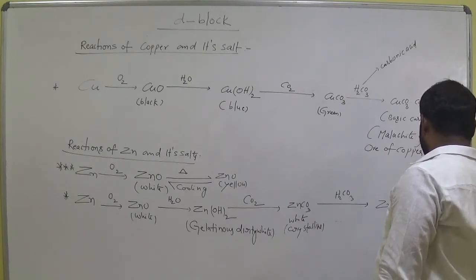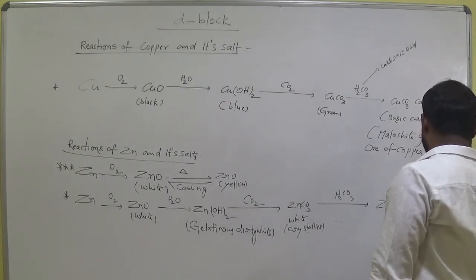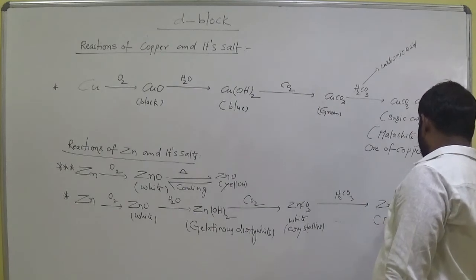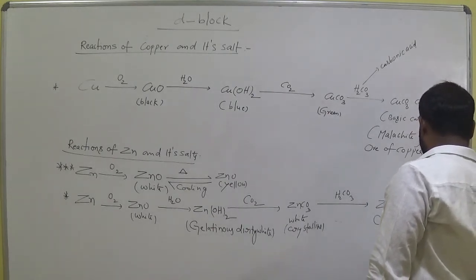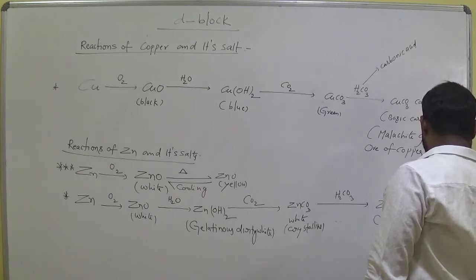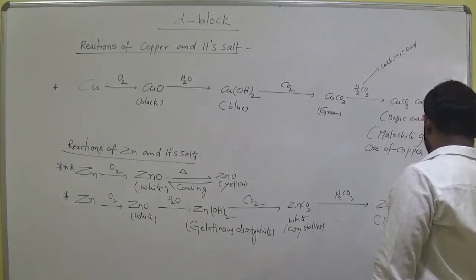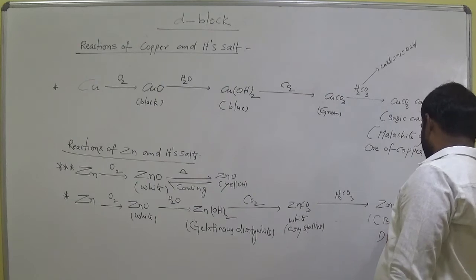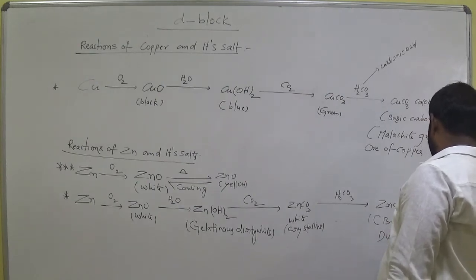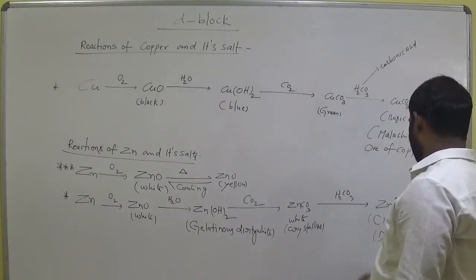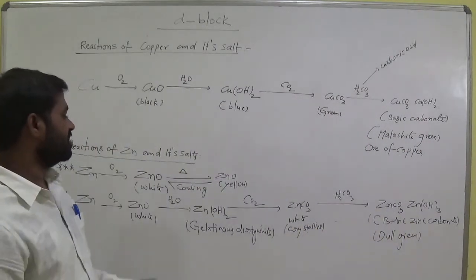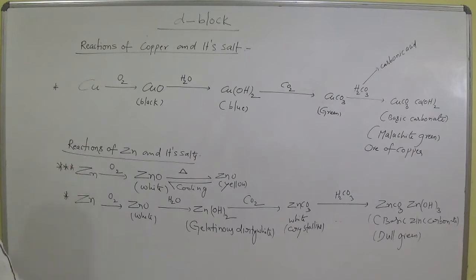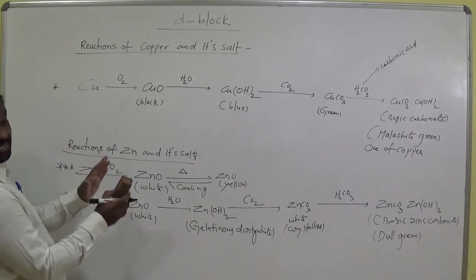and zinc hydroxide. This is called basic zinc carbonate, which is in dull green color. So these are some of the important reactions of copper and zinc. So you should keep the colors.